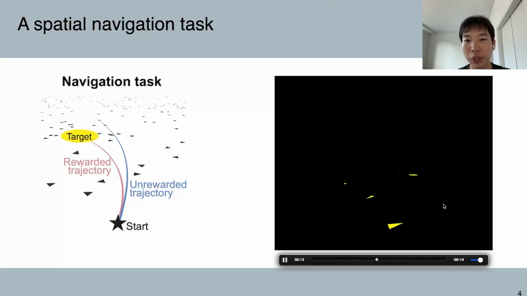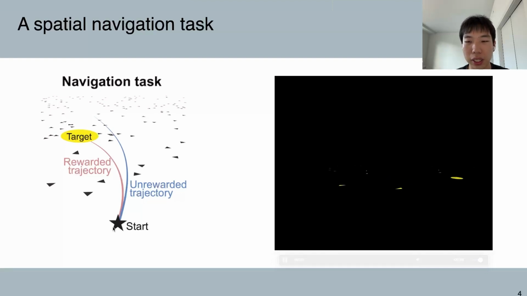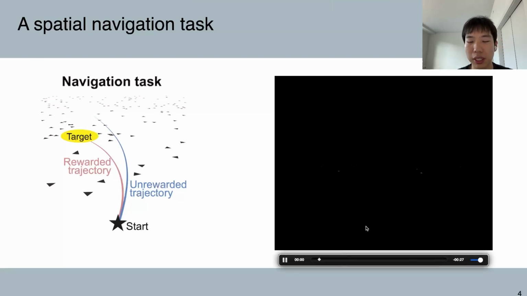And also you don't know where you are, right? Because there are no stable landmarks in the environment. So after you start moving, the only way you can sense where you are is through path integration. You can sense the optical flow on the ground to feel how much you had moved and to estimate where you are.